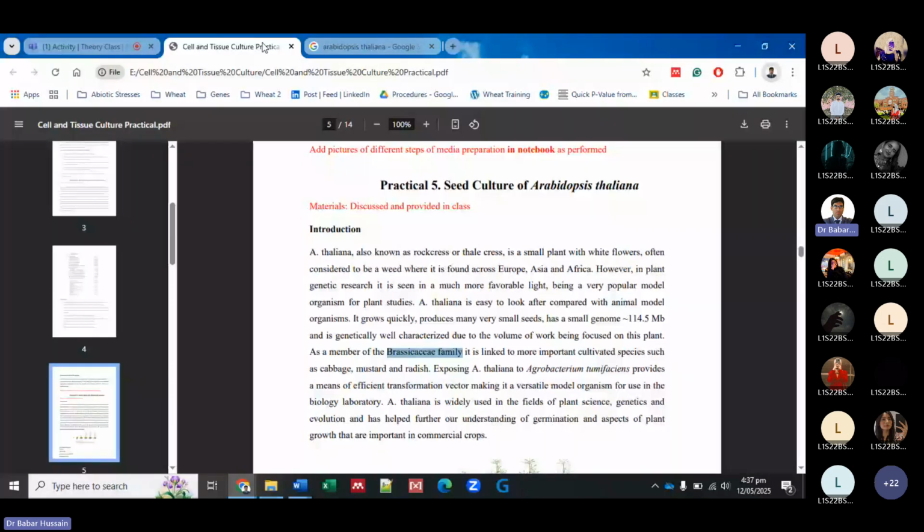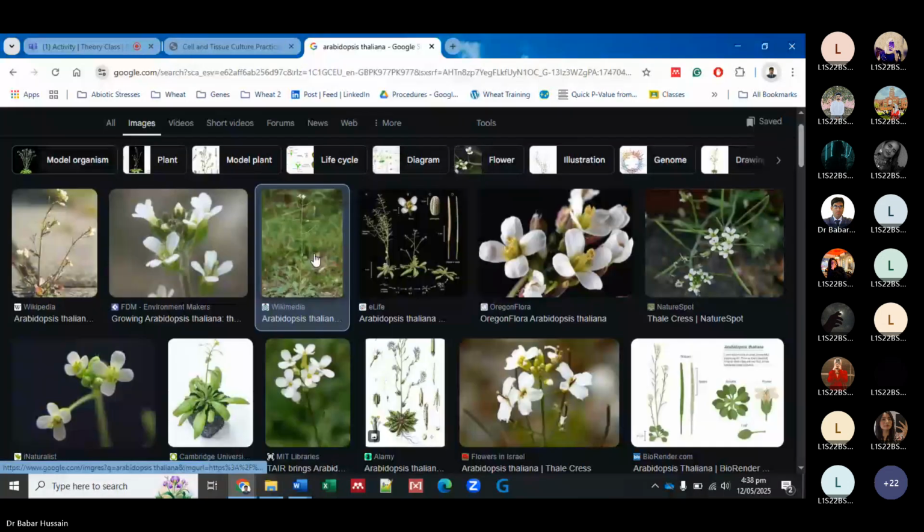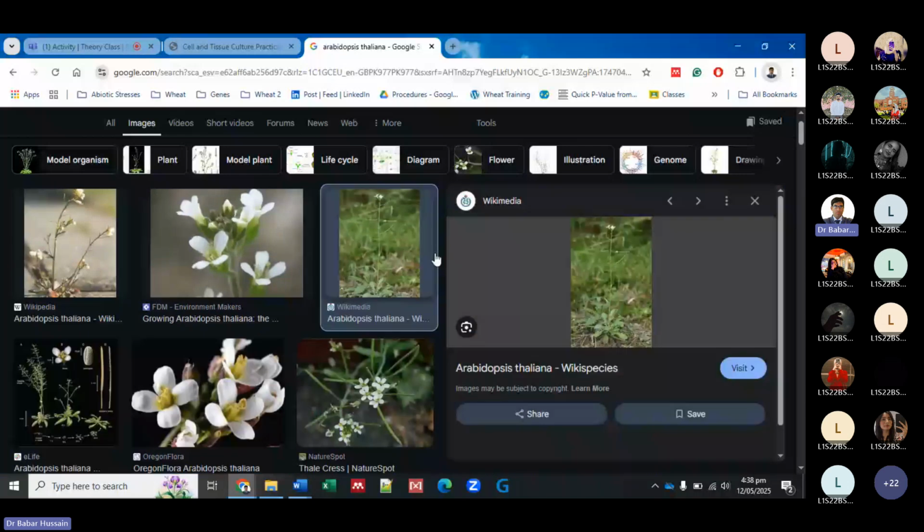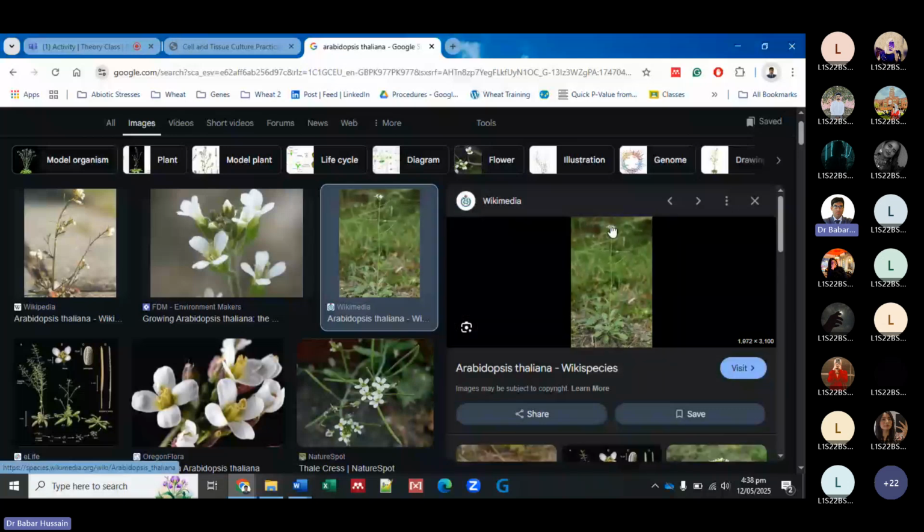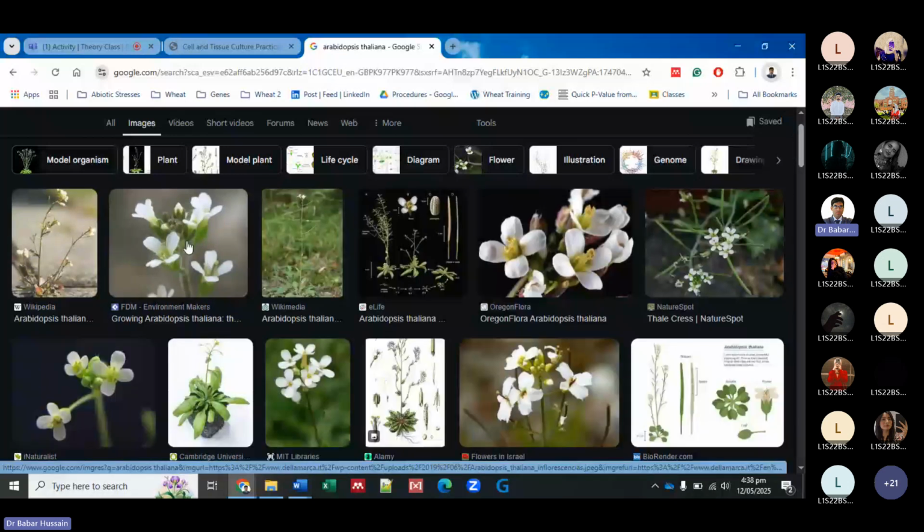Have a look here. Number one, this plant is very small in size. If you look at this plant, so this is the plant. It has a max height of 1 feet, 10 inches, 11 inches, 1 feet, maybe maximum 15 inches. So it is small in size, so it is very easy to handle this plant. Why Arabidopsis thaliana is a model plant?